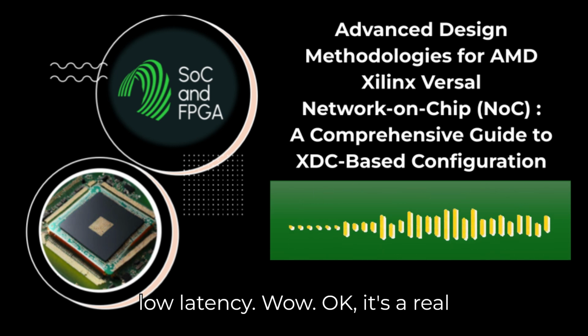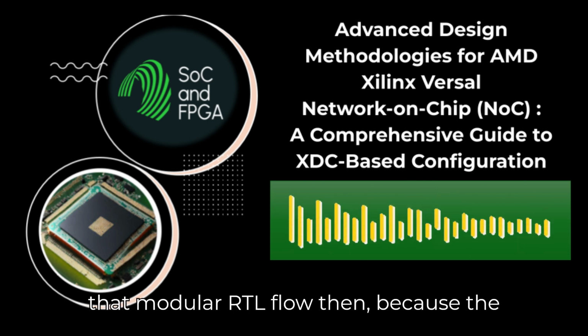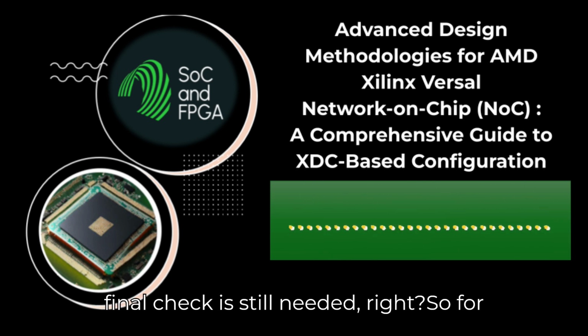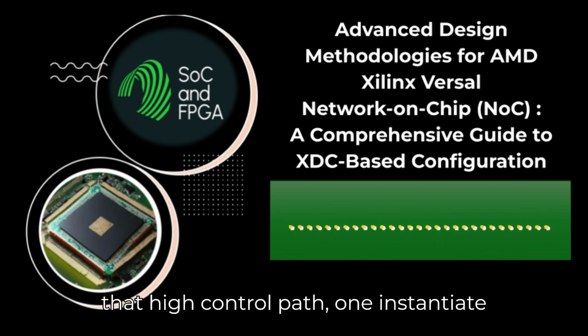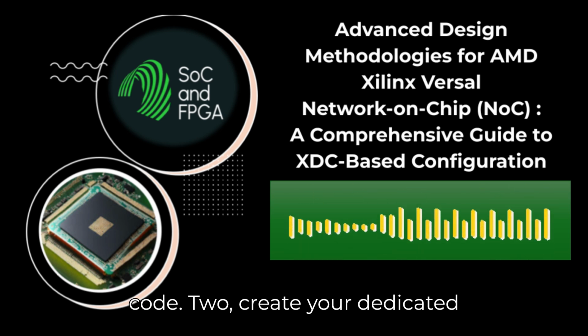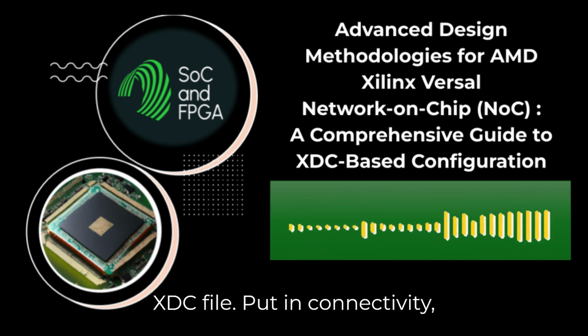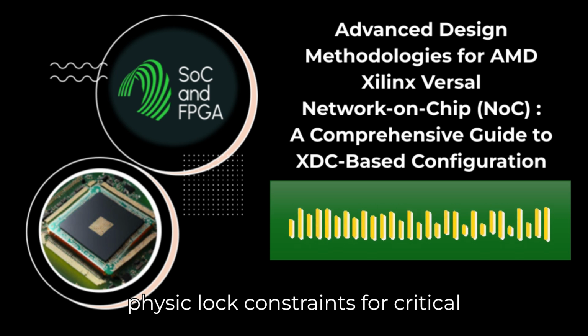Wow. Okay, it's a real interplay between the logical needs and the physical reality. Let's quickly recap that modular RTL flow then, because the final check is still needed. Right. So for that high control path, 1, instantiate your NMU and NSU XPMs in your RTL code. 2, create your dedicated XDC file. Put in connectivity, addressing, QoS needs, and crucially, those physical lock constraints for critical paths.